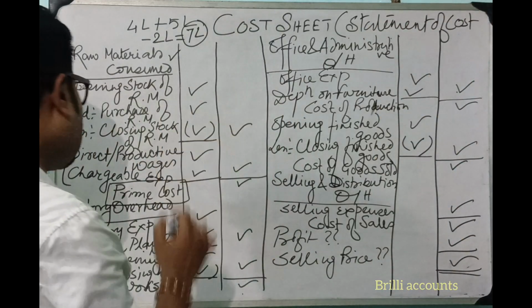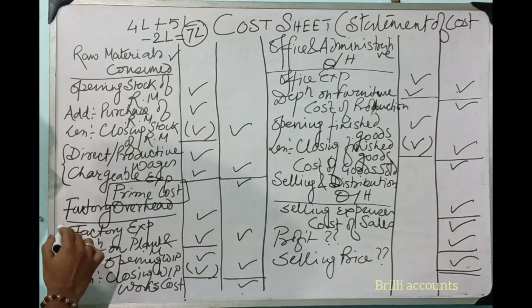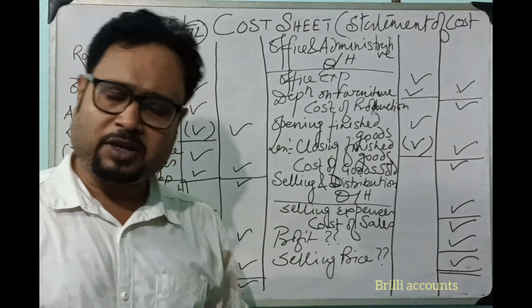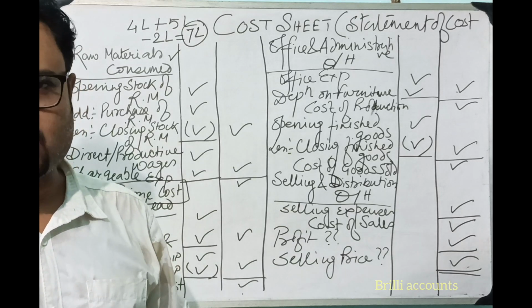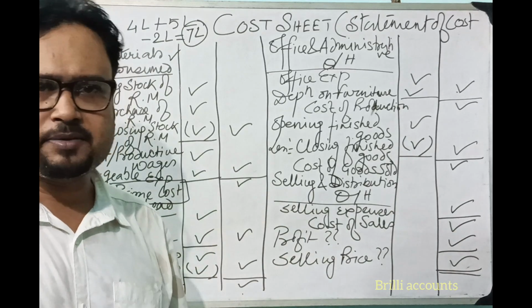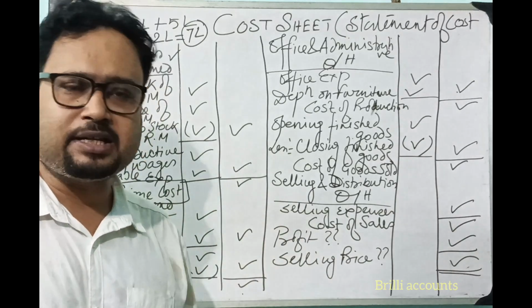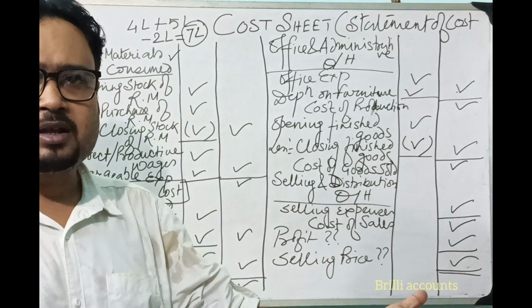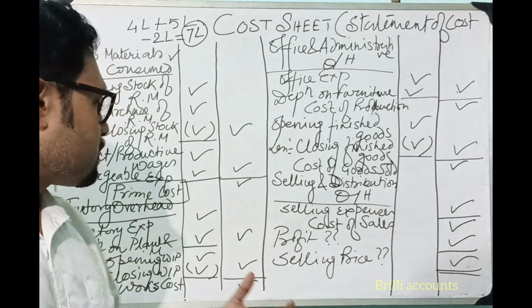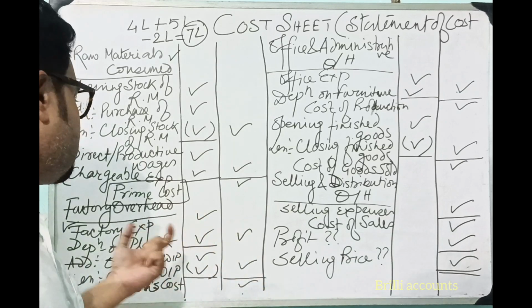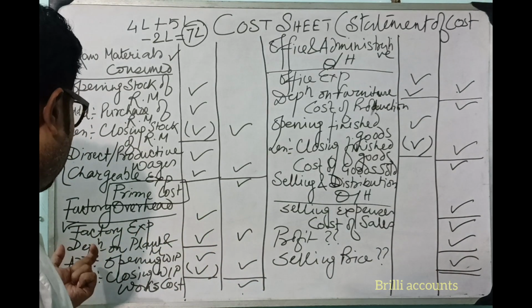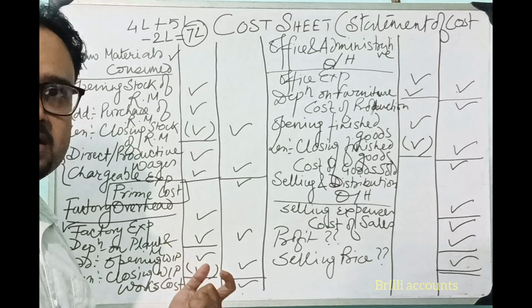Okay, now look at factory overhead. Under all kinds of factory expenses, what are the factory expenses we know? Like factory rent, factory lighting and heating, factory supervisor salary. These are the expenses, and indirect labor. These are the expenses related to factory overhead. Then we are writing depreciation on plant and machinery.